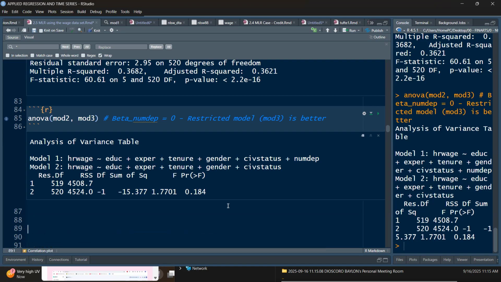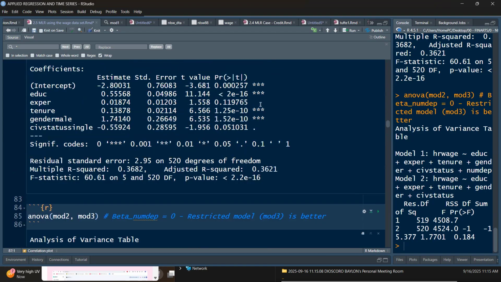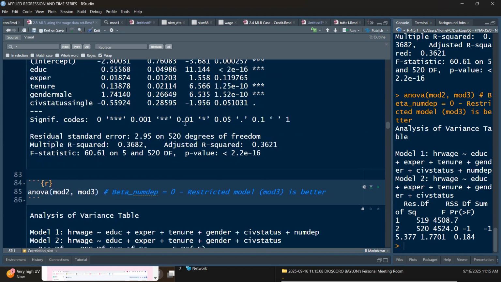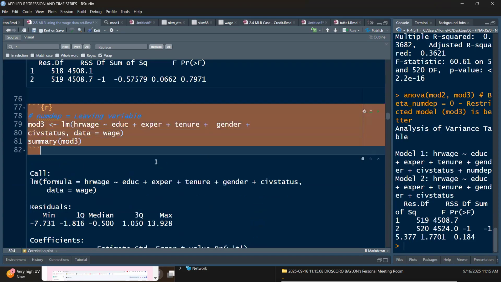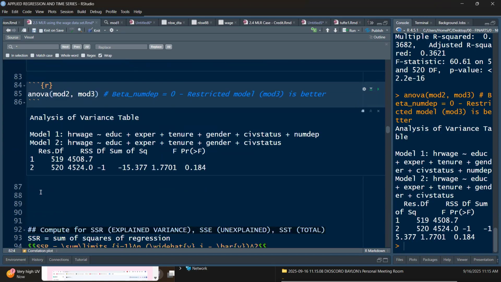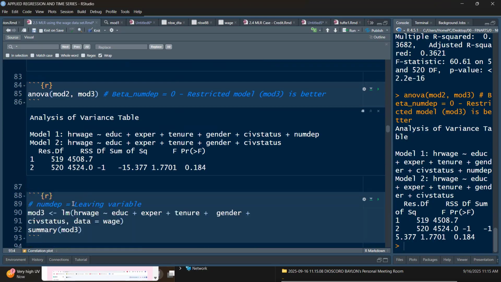Okay, and as usual, the next step is, once again, go to our leaving variable. It's 1.558, so it's experience. We remove experience. Okay, Control V. So this is experience.